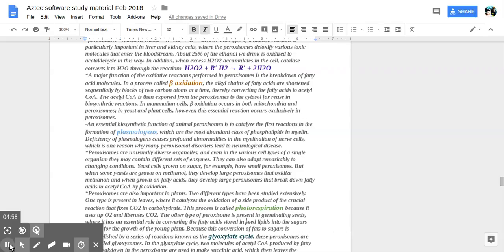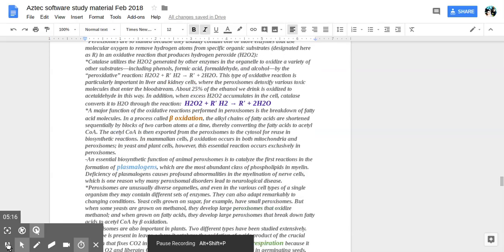So in plant cells and yeast cells, this occurs in peroxisomes. In mammalian cells, this kind of oxidation also occurs in the mitochondria as well as the peroxisomes. So a variety of substrates can be oxidized, such as phenols, formaldehyde, formic acid, alcohol, etc. So usually H2O2, which is peroxide, hence the name peroxisome, is used in oxidations.